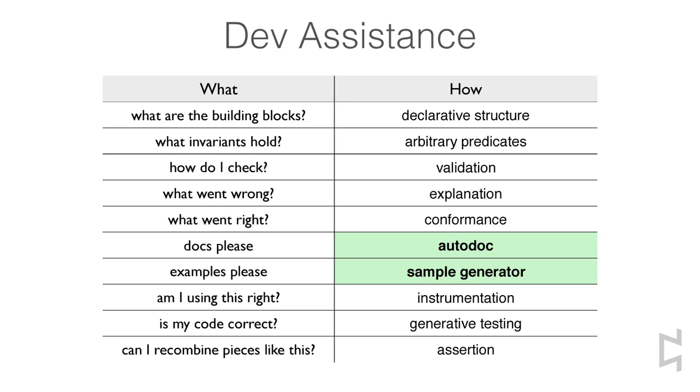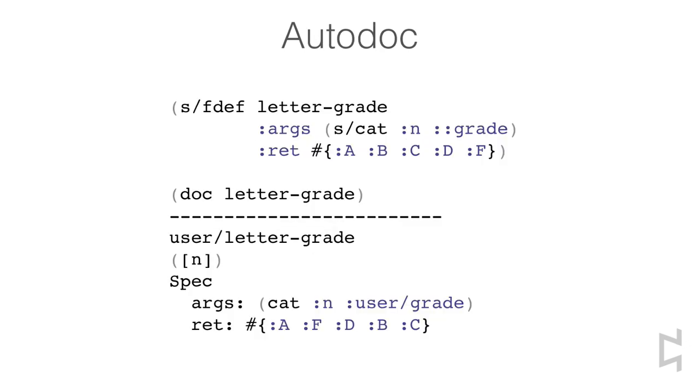At dev time, specs enhance your doc strings and they let you generate samples. So here, I'm going to define a spec for letter grade. Letter grade is a function that takes as its argument a grade, which is a numeric grade, and it's going to return a letter grade. These are the letter grades that were in fashion when I was in school: A, B, C, D, F. I know that they've been changed now to like, participated a lot, or participated some more, et cetera. But anyway, whatever.